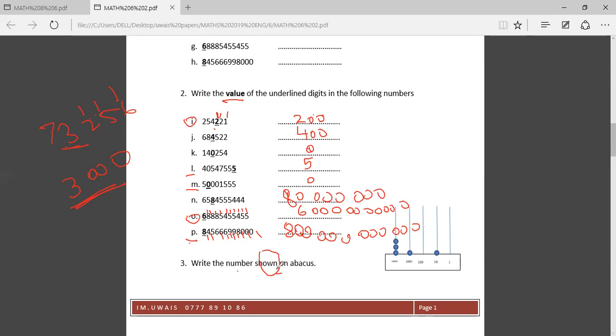Write the numbers on abacus. So write the number shown on the abacus. How to write?